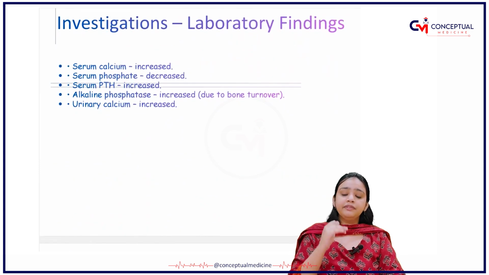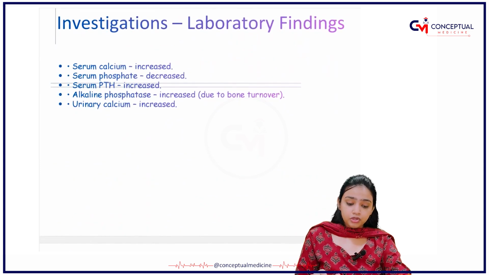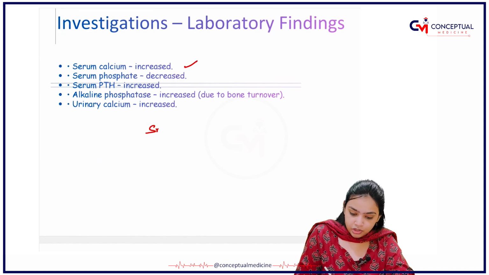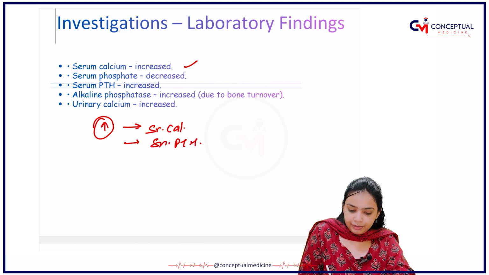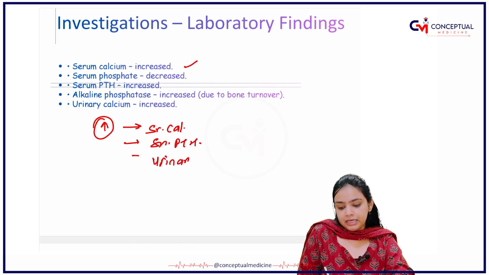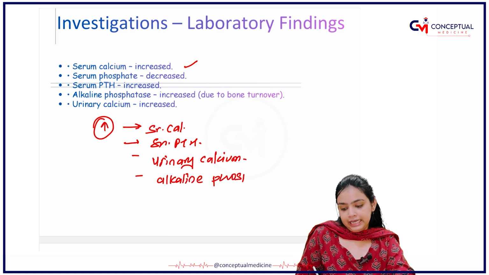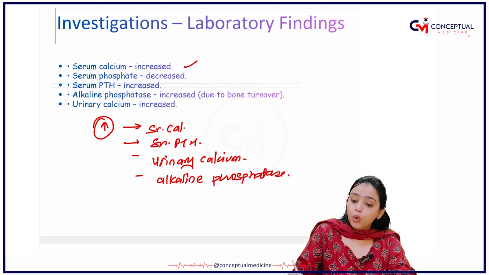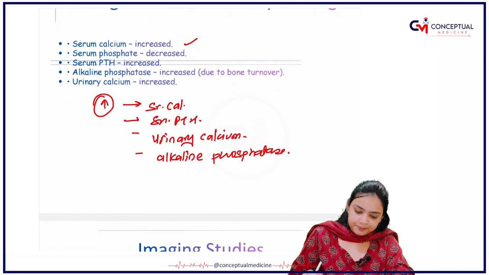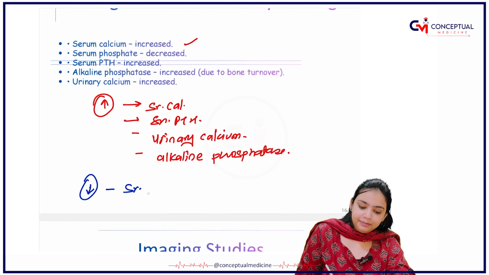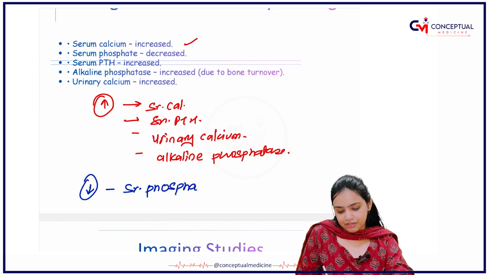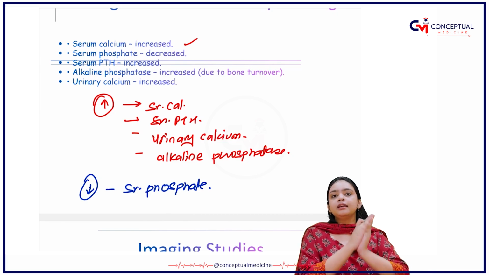Okay. What are the investigations we will order? First thing that we will order is your serum calcium. So in the serum calcium, we will see that it is increased. So increased parameters are your serum calcium. Then you will be having serum parathyroid hormone, which will be increased. Urinary calcium will be increased. And your alkaline phosphatase will be increased. The only parameter which is decreased is your what? Is your serum phosphate. Okay. So guys, this is the thing that you need to keep in mind.